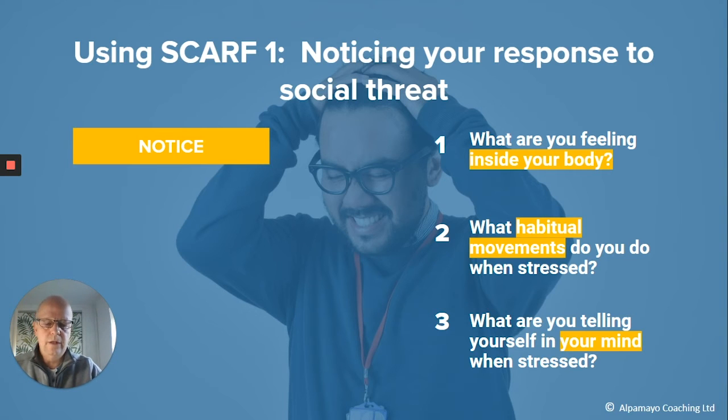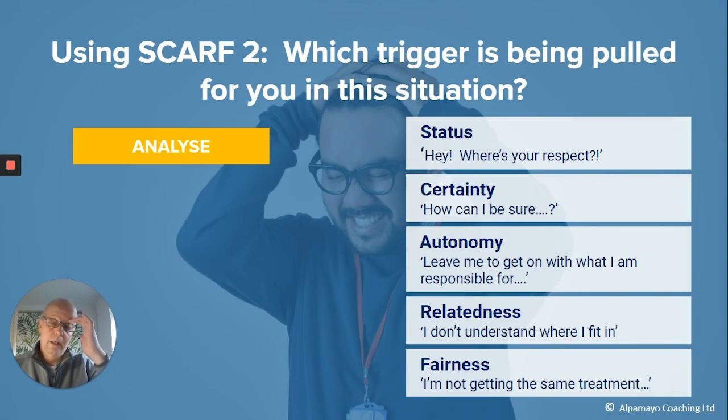So notice those three things, and having noticed them, you can then analyze using David Rock's SCARF model what is being triggered for you. Is it your status? Is it your concern about certainty, or how uncertain you are feeling? Is it about your autonomy? Is it about your sense of interrelationship and understanding how you relate to other people? Or is it your sense of fairness? Or, of course, is it a combination of any of those five primary triggers?